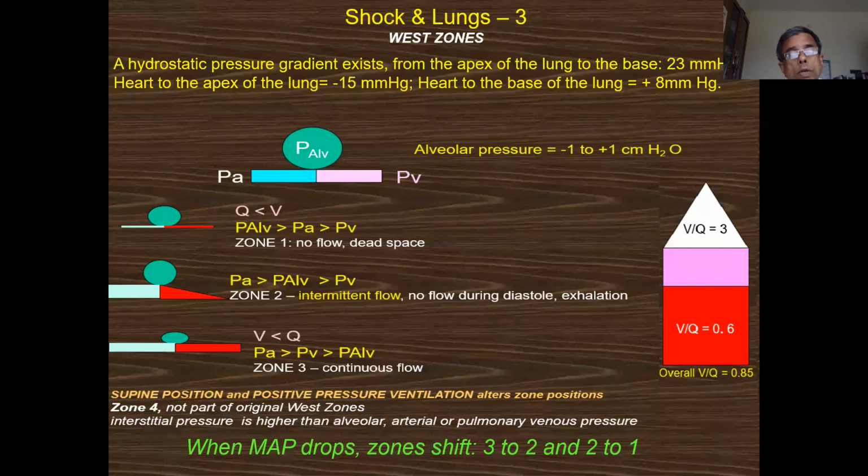These are known as West zones. Some people include a fourth zone, which I'm not going into. I mentioned it for completion's sake. So when MAP drops, you would find a shift of zone 3 alveoli to zone 2 and zone 2 to zone 1.